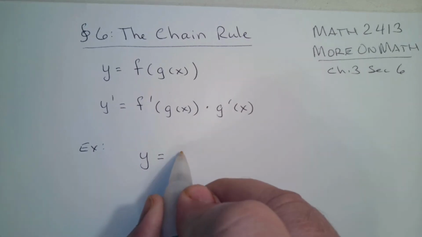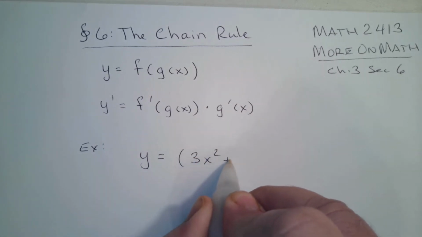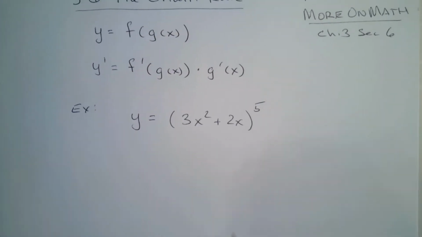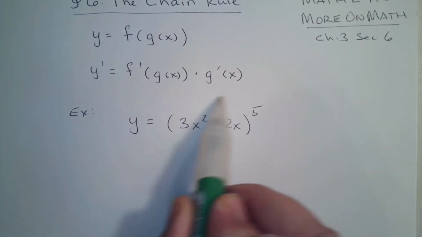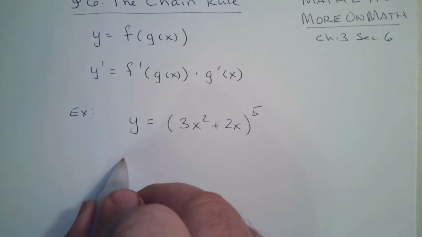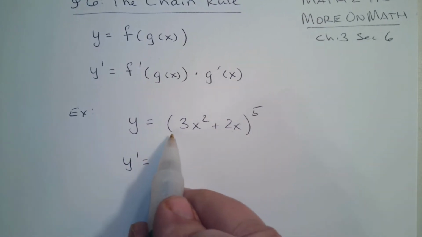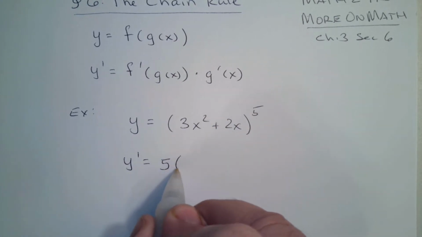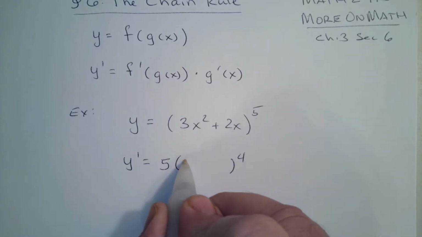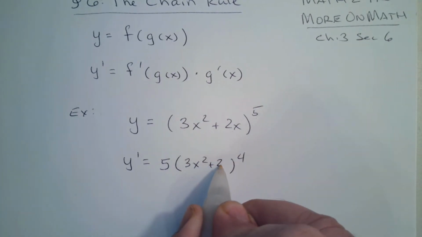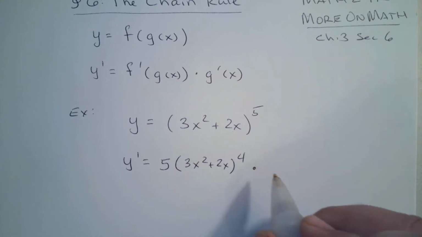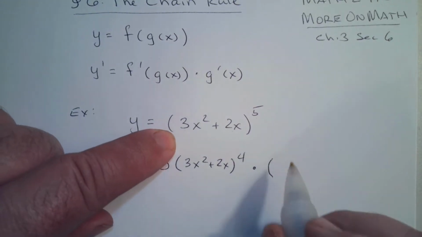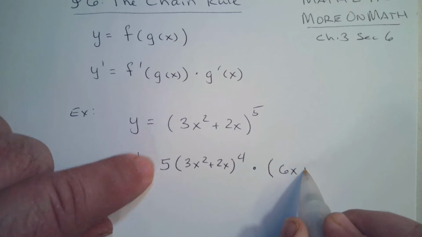let's say y equals 3x squared plus 2x to the fifth. This is a function inside a bigger function. So what the rule says here is take the derivative of the outer function of this one. So it's bring down the 5, subtract 1, leave the inside alone. Then, when you do that, now multiply by the derivative of the inside. The derivative of the inside would be 6x plus 2.